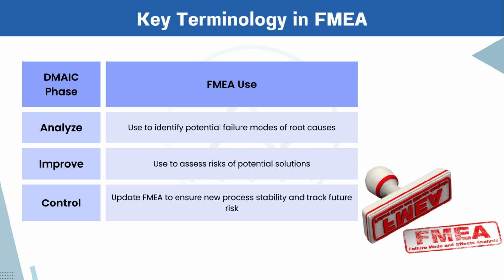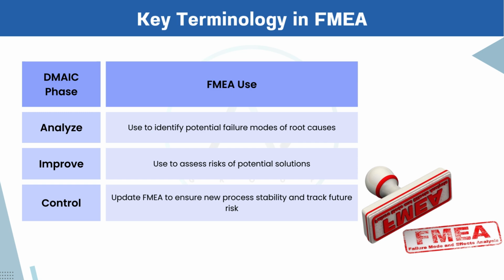2. Improve phase. Once potential solutions are identified, FMEA is again used, this time to assess the risks associated with each proposed solution. For example, if we decide to automate a process step, FMEA helps us foresee what could go wrong with that automation, such as integration errors or training gaps, so that we can proactively mitigate those risks.